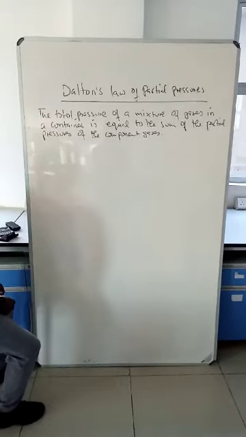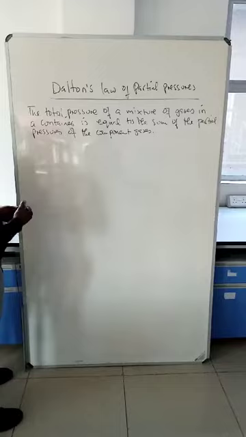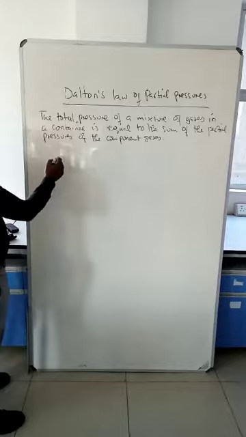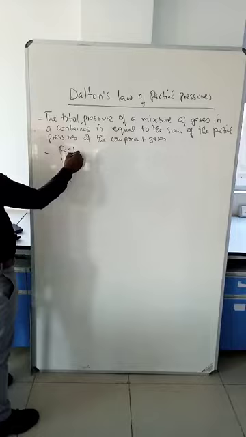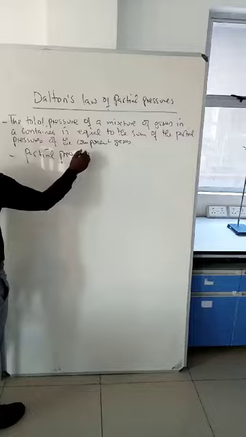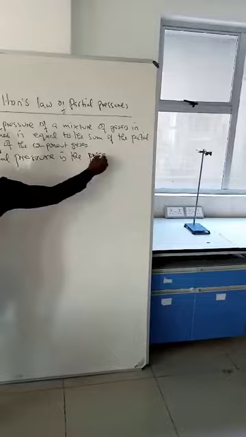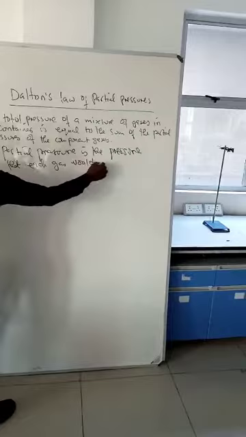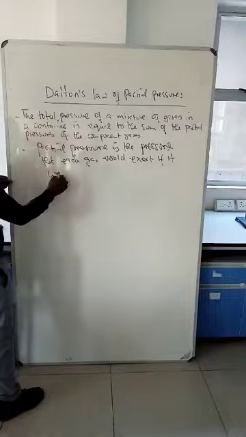In today's lesson, we shall look at Dalton's law of partial pressures, which states that the total pressure of a mix of gases in a container is equal to the sum of the individual partial pressures of the component gases. Then partial pressure is the pressure that each gas would exert if it were alone in the container.